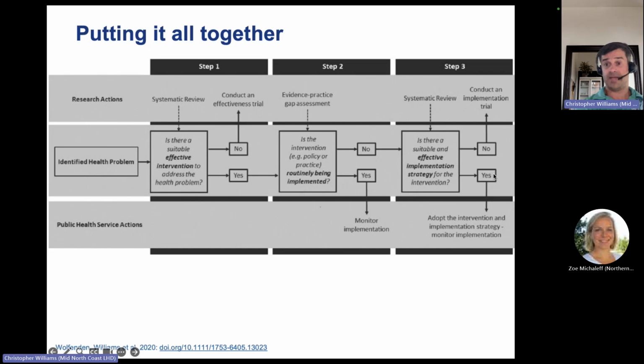Often there may be evidence available to inform that sort of strategy, but there may not be evidence available to inform that strategy. And this is where we might enter things like quality improvement cycles to understand how best to influence the use or uptake of evidence-based practice strategies.